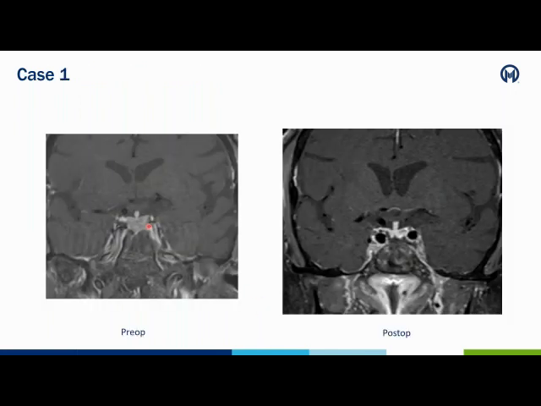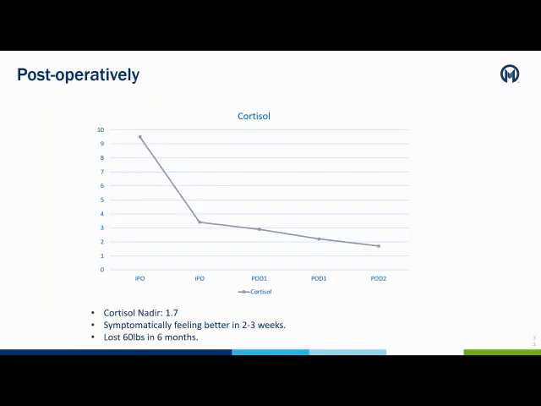This is what the gland looked like before. This is what it looked like right after surgery, after we explored it. But most importantly, besides getting the pathological diagnosis, we track the cortisol nadir after the surgery. And this is specifically done for ACTH, for Cushing's disease patients.